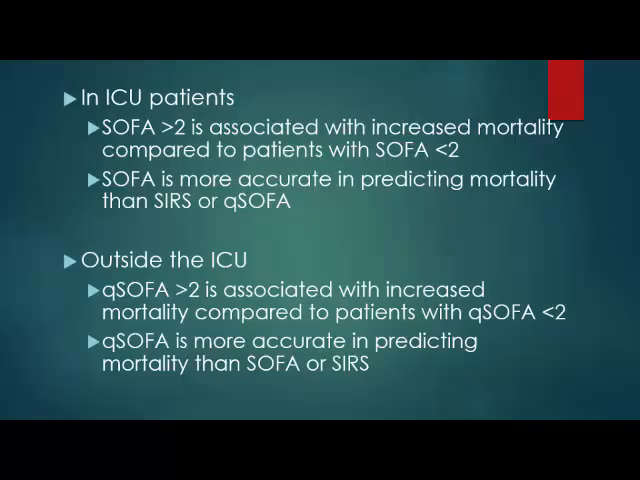So what we can really say when we interpret this graph from this study is that in ICU patients, a SOFA greater than 2 is associated with an increased mortality compared to a SOFA less than 2. A SOFA is more accurate in predicting mortality than SIRS or QSOFA. Outside the ICU, what we can say is that QSOFA greater than 2 is associated with increased mortality compared to patients with QSOFA less than 2. And QSOFA is more accurate in predicting mortality than SOFA and SIRS.